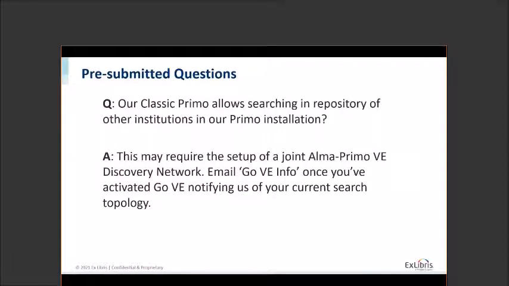Next question: our classic Primo offers searching in repositories of other institutions which are on the same Primo instance. A possible solution for this kind of topology would be to set up what's called a discovery network zone, which is an additional joint Alma institution holding a unified index used for the benefit of Primo VE without sharing other Alma data. Here as well, let us know if you've activated Primo GoVE, and this topology is relevant for you.